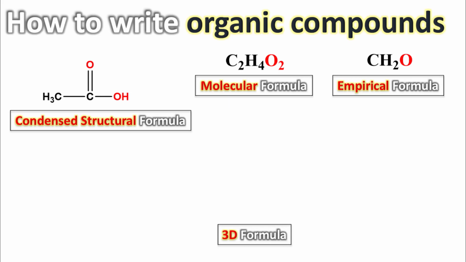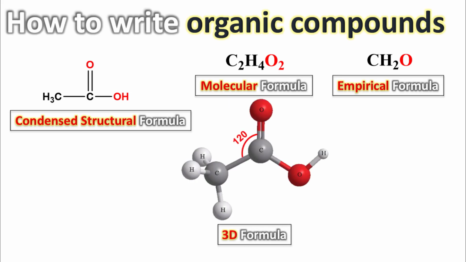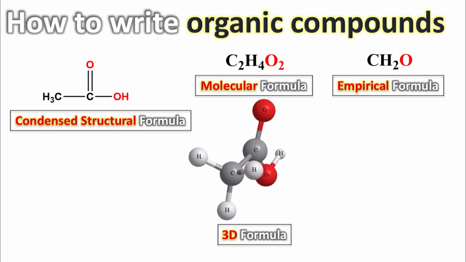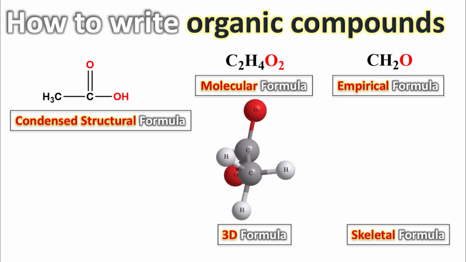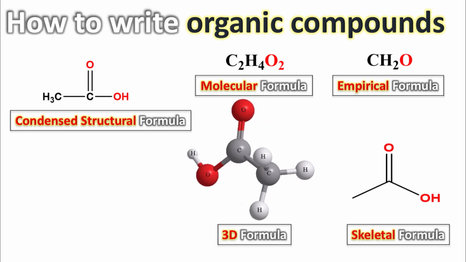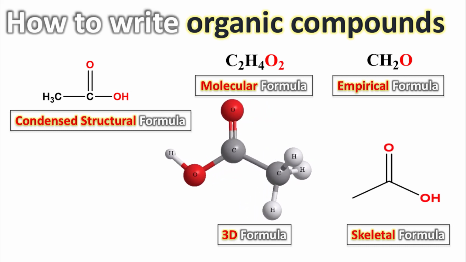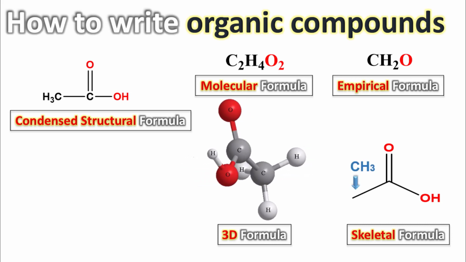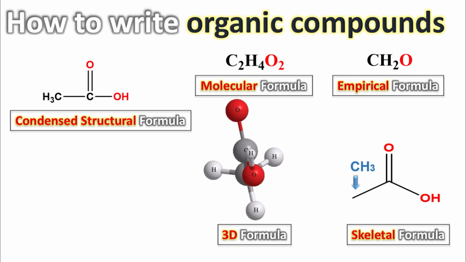To draw the 3D formula, the bond angles of the central carbon atom are 120 degrees, which has sp2 hybridization. While all bond angles between other atoms in the molecule are equal to 109 degrees, due to the sp3 hybridization. Write the skeletal formula by hiding the C-H bonds and representing each carbon atom by a dot. The terminal carbon atom is attached to the central carbon atom by a single bond, so the terminal carbon is a CH3 group.